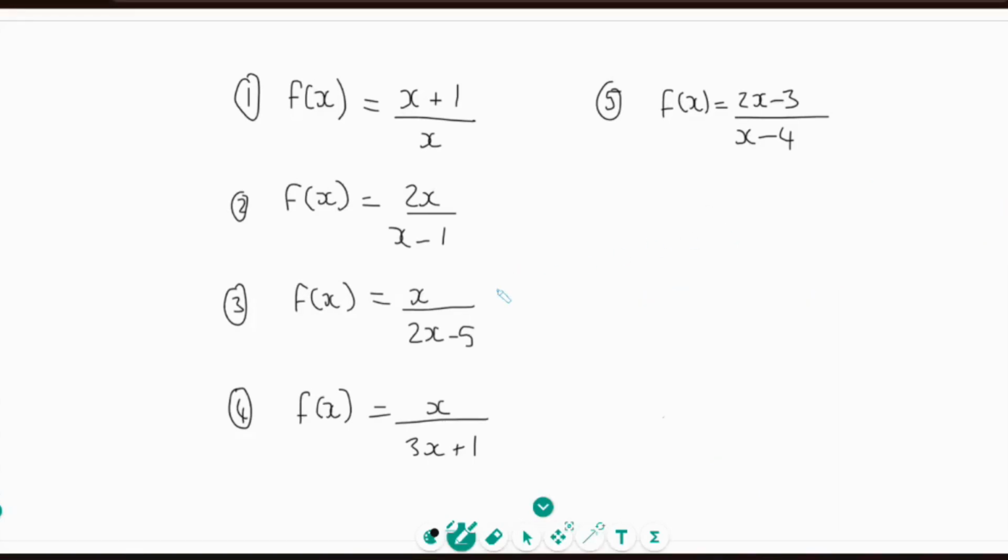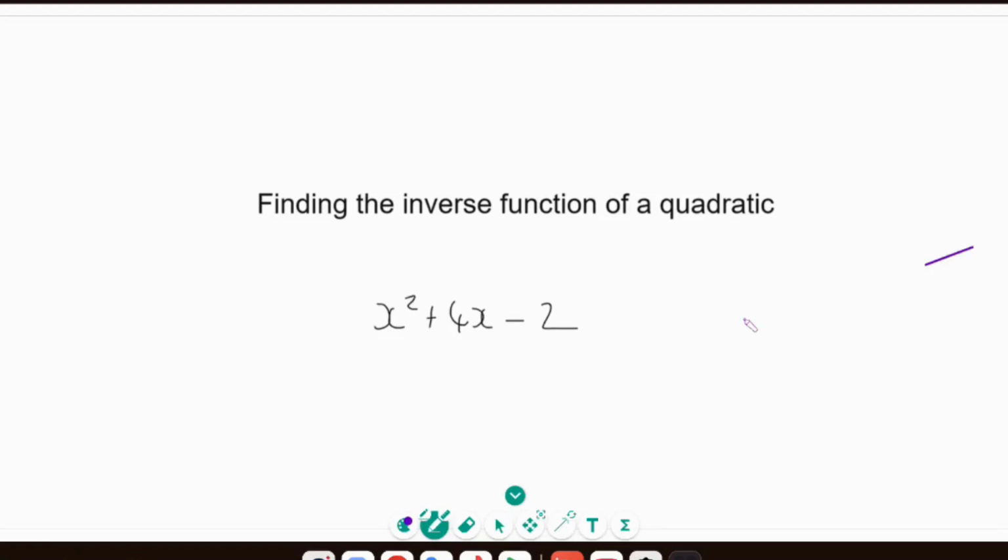Okay, question number 5. Okay, finding the inverse of a quadratic function.